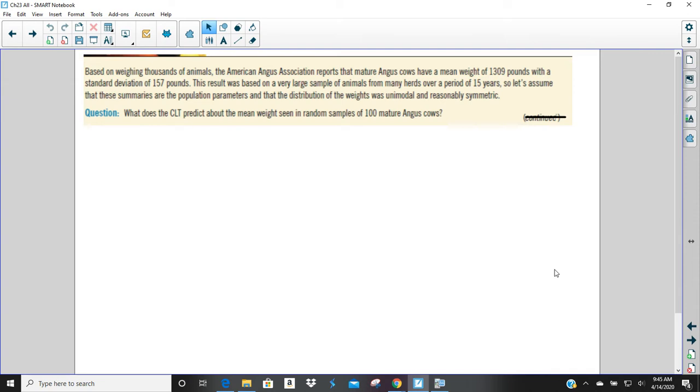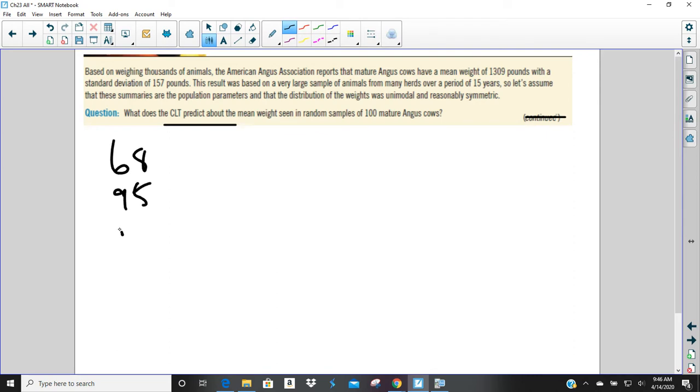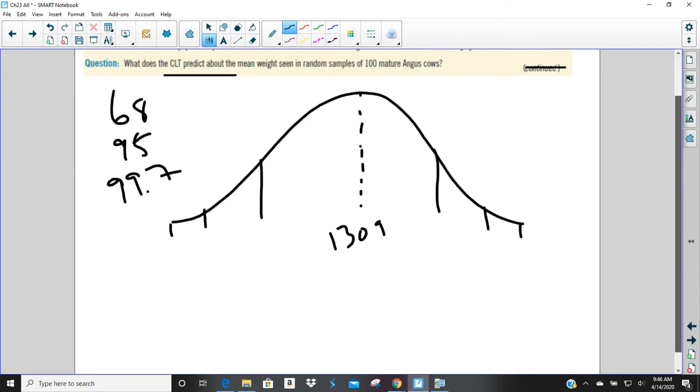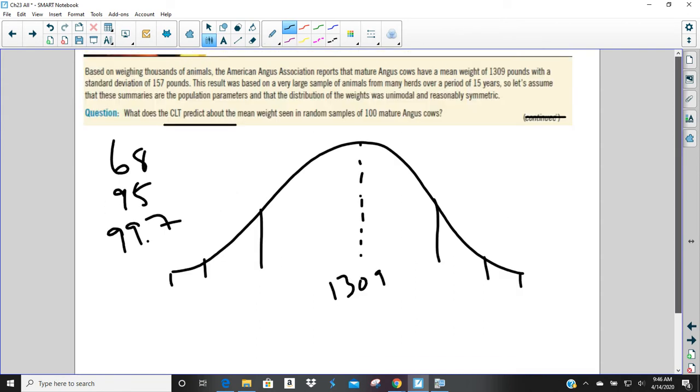Now, they're not telling us exactly what to do, but this prediction is making me think that I'm going to create the 68, 95, 99.7 curve. So let's see what we can do here. We have our mean cow weight, which is 1,309, and we're going to do 68, 95, and 99.7. So how are we going to do that? We're going to find the standard deviation.